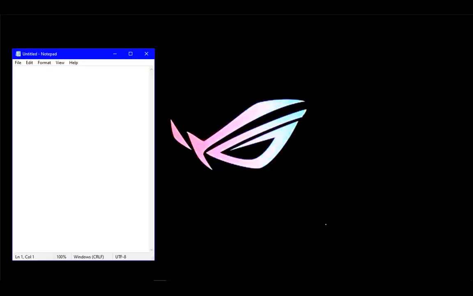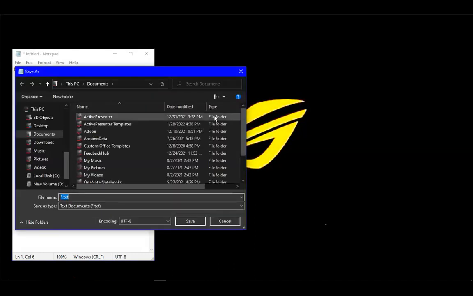Type something. Just type something. Okay. Then go to file, save as. Don't save. Just look at this. Can you see here? As encoding, it represents the characters. UTF-8 means 8-bit Unicode, right?